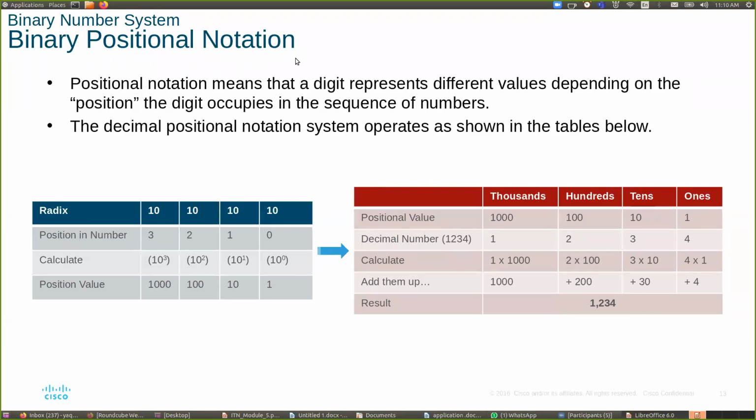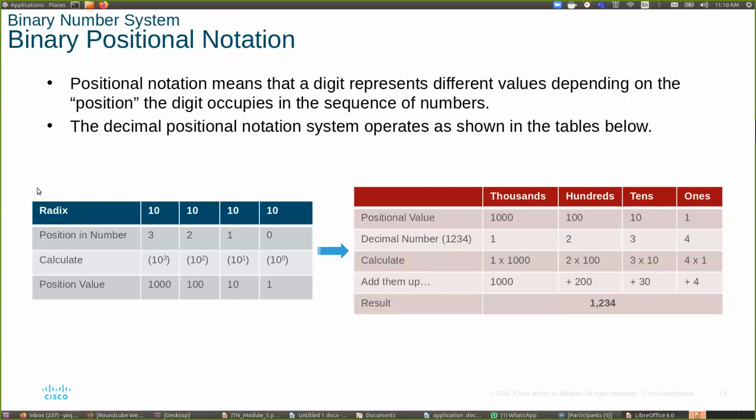Binary positional notation. Positional notation means that a digit represents different values depending on the position the digit occupies in a sequence. So the position that a digit occupies in a sequence determines the value of that digit.